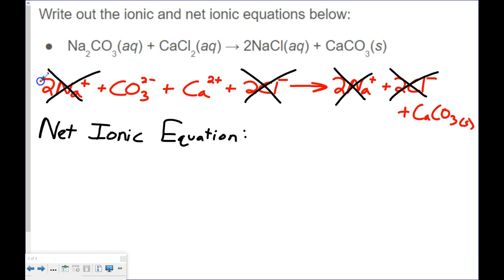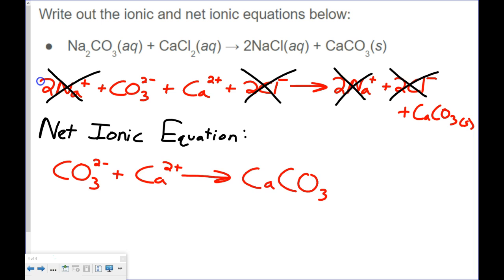So my net ionic equation is going to be carbonate with a -2 charge plus calcium with a +2 charge is going to make insoluble calcium carbonate.